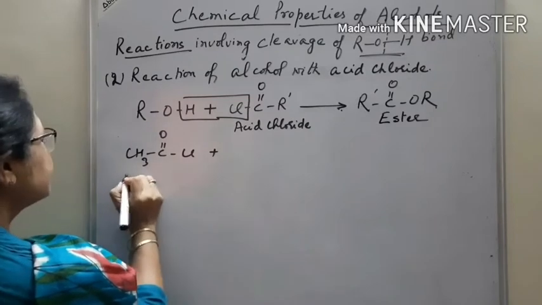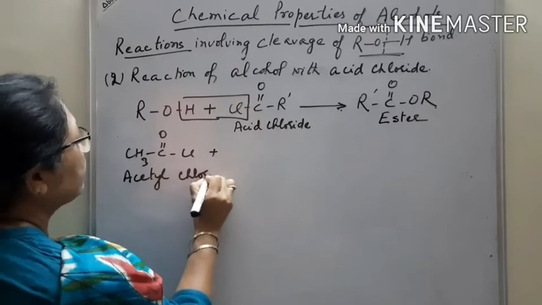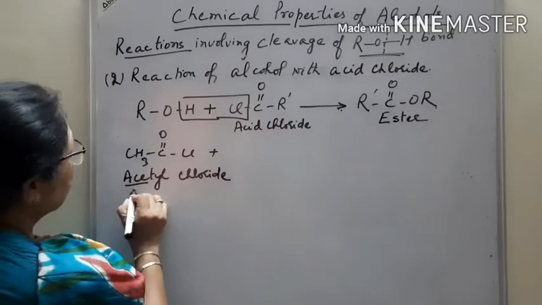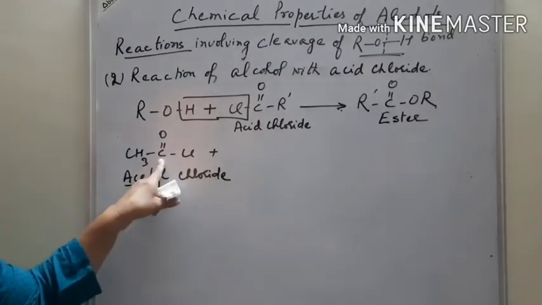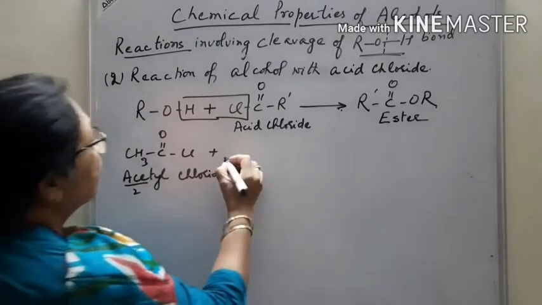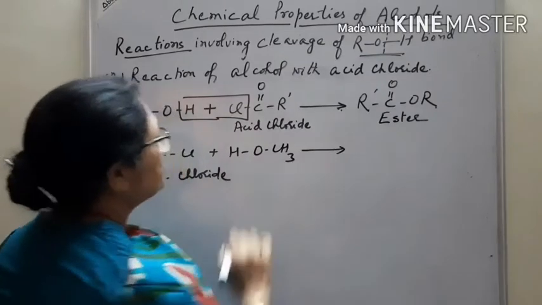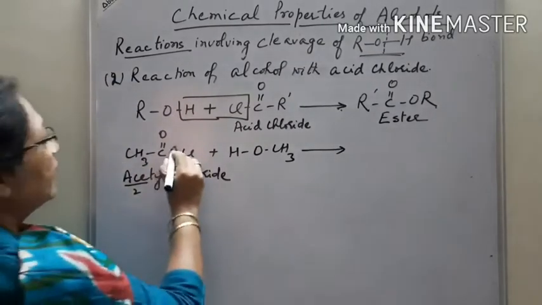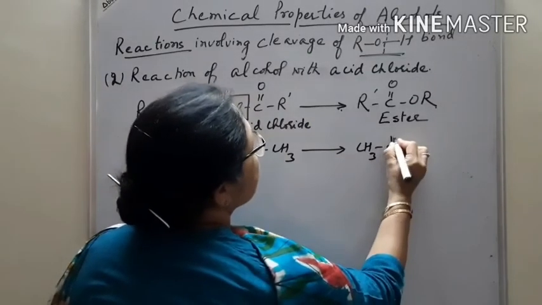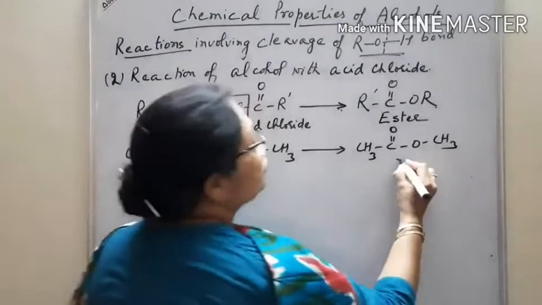Suppose you take CH3COCl, that is acetyl chloride, right? Acid means there are two carbons. In acid chloride we put the chloride behind it, and next you take this one, suppose HCl is removed and you get CH3CO. Any type of ester you can prepare here.